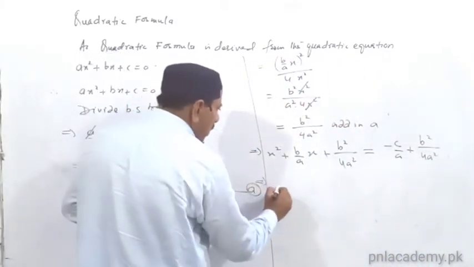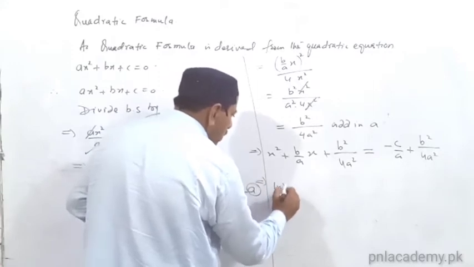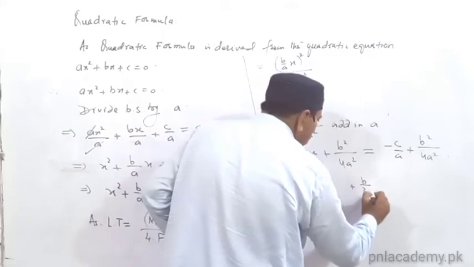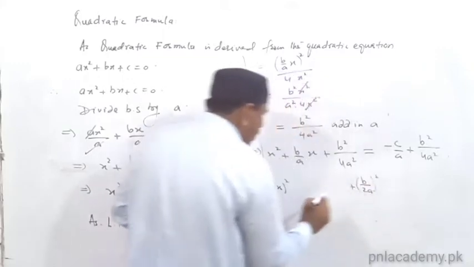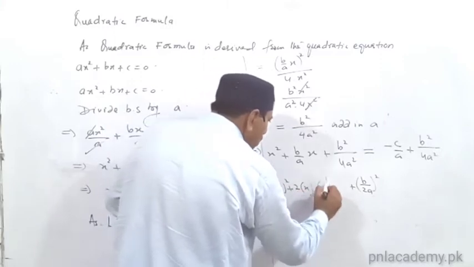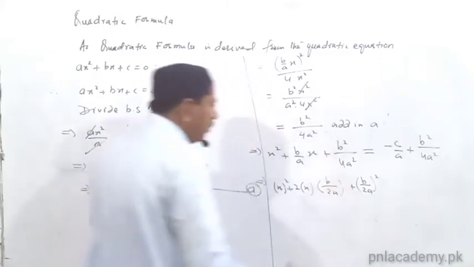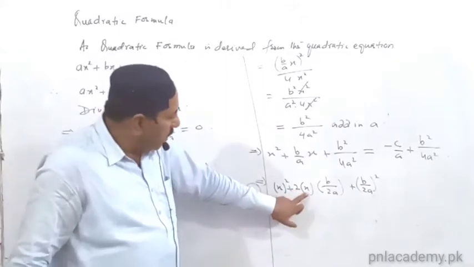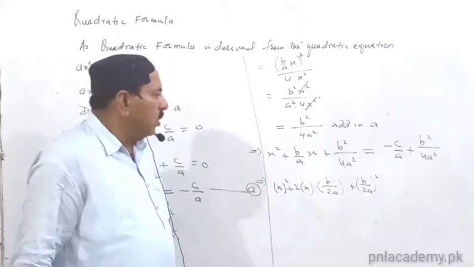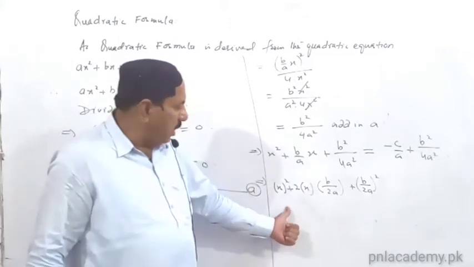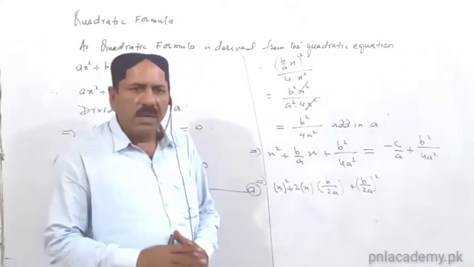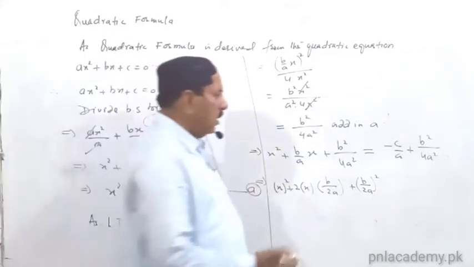So this is according to x whole square plus b upon 2a whole square. This will be twice of x and b upon 2a. So twice of x and b upon 2a, 2 also cancel, b upon ax same. So now it is according to a square plus 2ab plus b square. So we can write it according to the a plus b whole square.